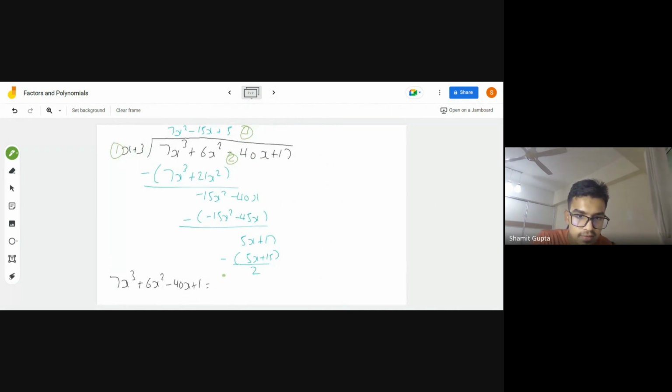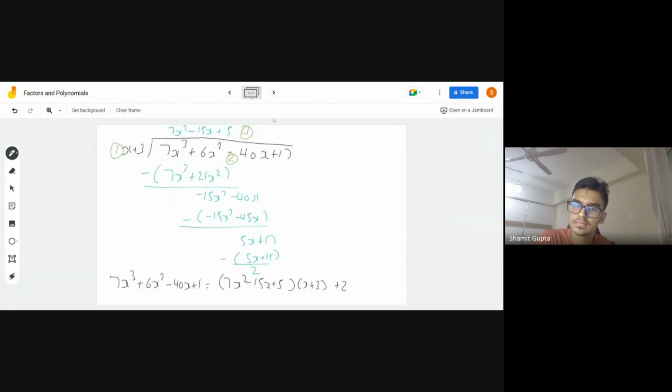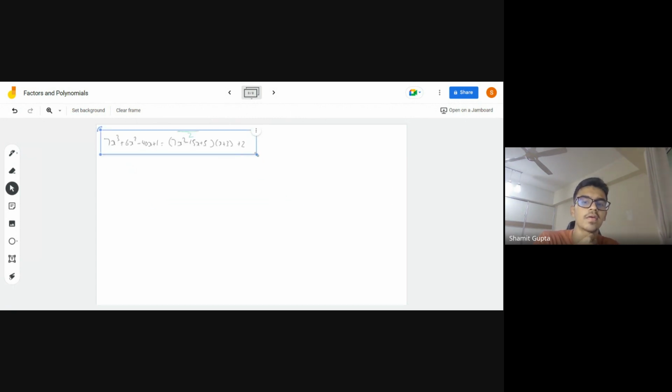We can write this as 7x squared minus 15x plus 5, multiplied by x plus 3, plus 2. We can write it like this. Okay, I hope you guys understood that. Let me just copy this line and move it to the next page, and then we'll explain this last concept so that we can call it a day.